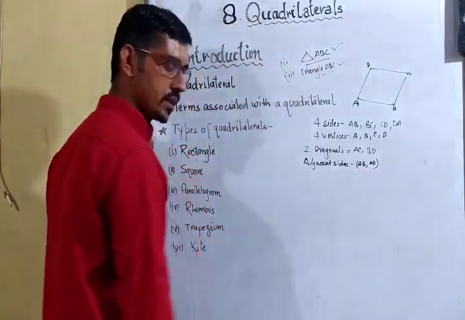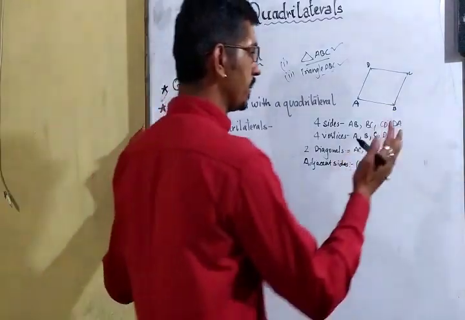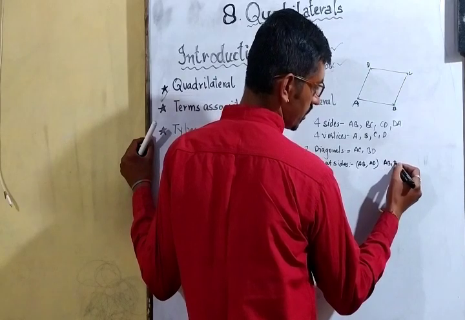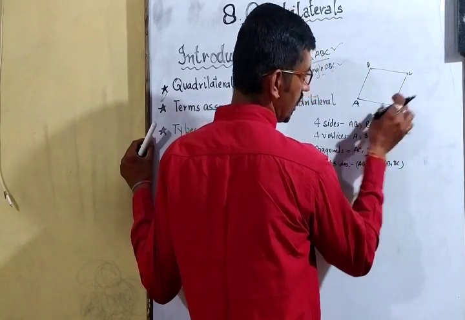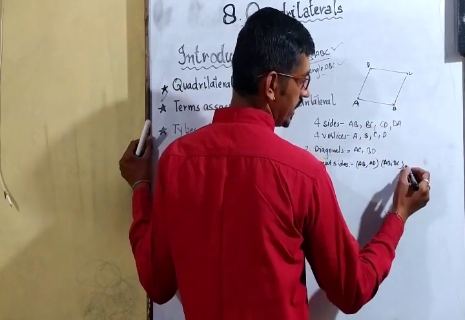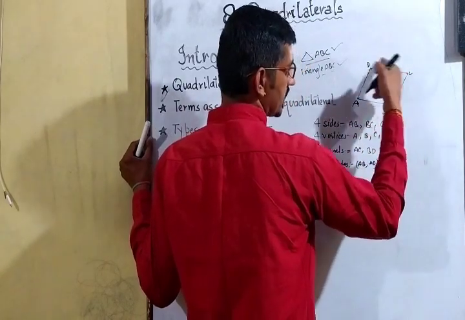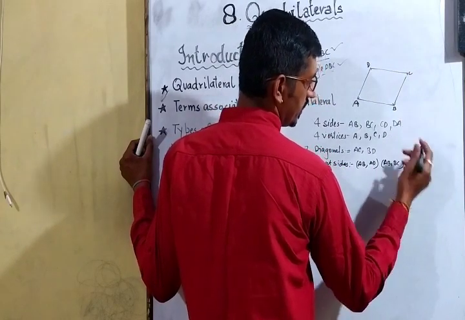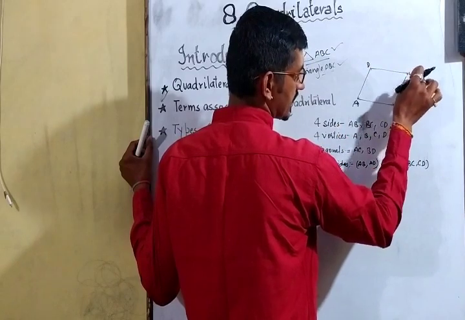They are adjacent to each other. Okay. Now second pair AB, BC. AB comma BC. Two adjacent sides with a common vertex B. Now another pair BC, CD. BC comma CD. Two line segments having common vertex C.